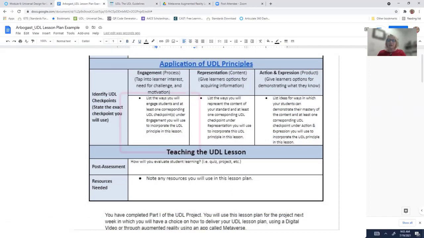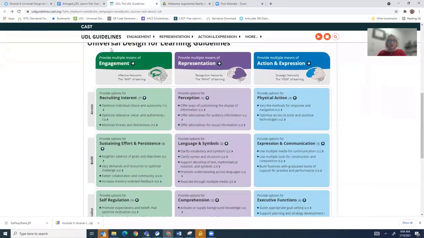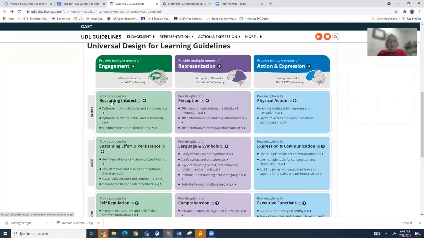So multiple means of engagement. I'm going to tap into the learner's interest, the need for challenge, and motivation. So I'm just going to brainstorm some ideas about animal habitats that have to do with living things, have physical traits and behaviors which influence their survival. So I think I am going to think about, let's look at the UDL principle for multiple means of engagement.